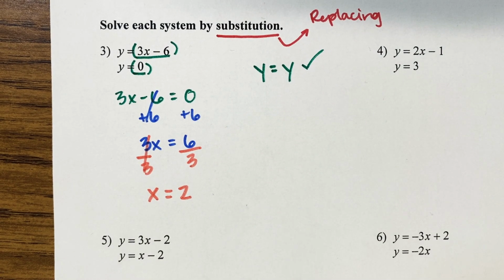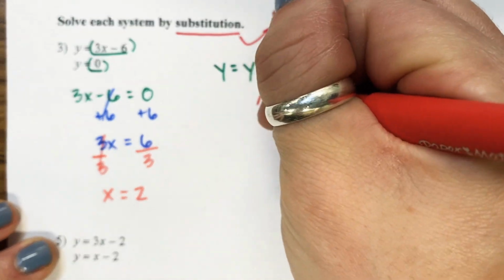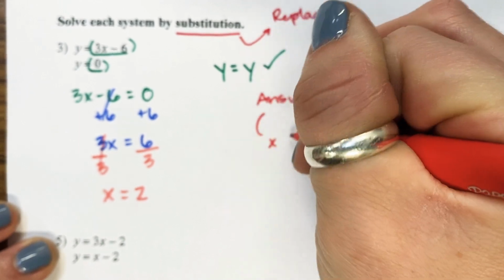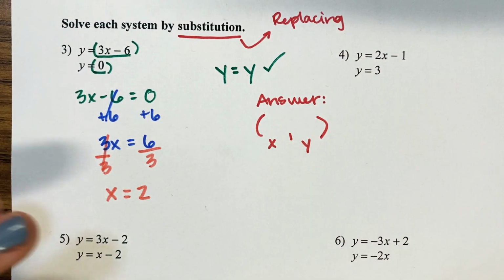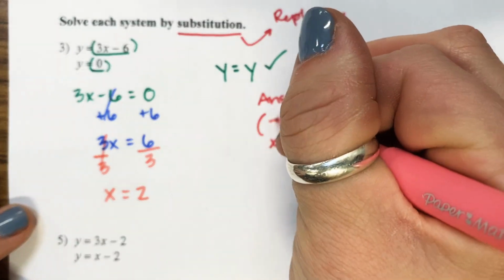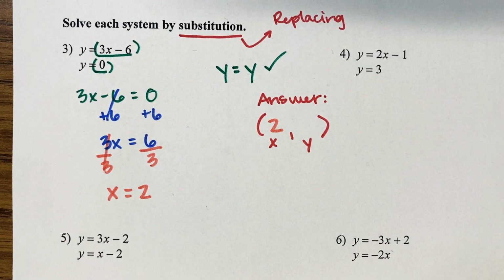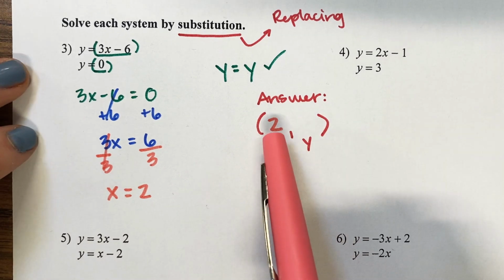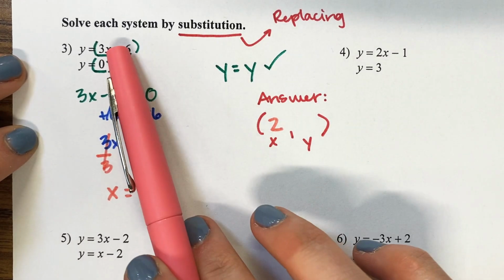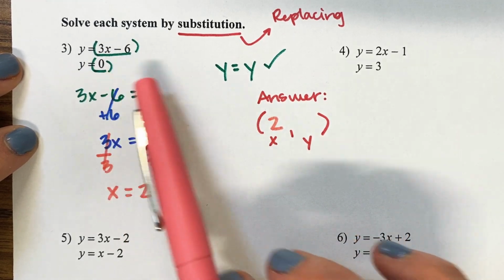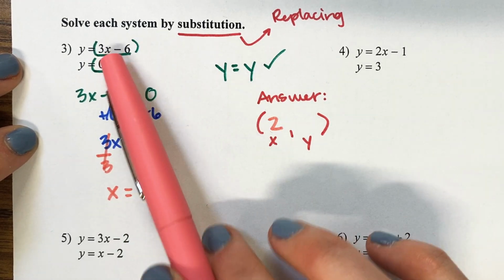Okay, but this isn't our final answer. Remember, our answer is always written as x, comma, y. Okay, well, we found our x. We know what goes in the x spot. We found that 2 is our x. Okay, but we still don't know our y. Okay, so here's what we do. We're going to substitute this 2 for x. Okay, so first we substituted this piece for the y. Now we're going to substitute 2 for the x.